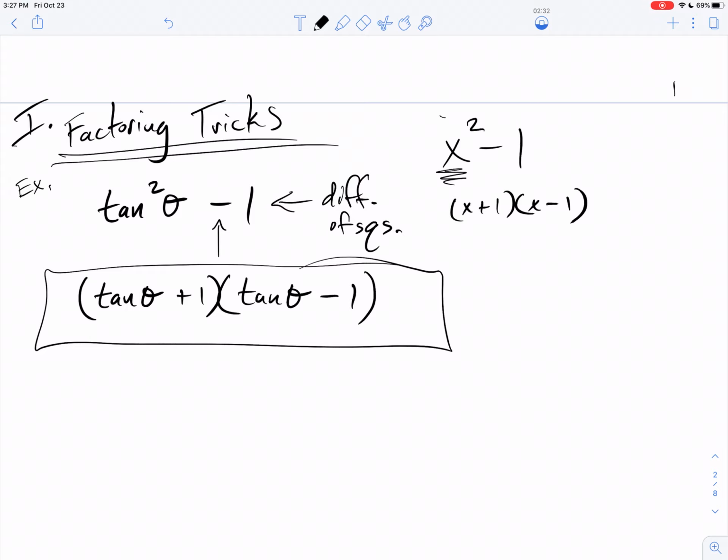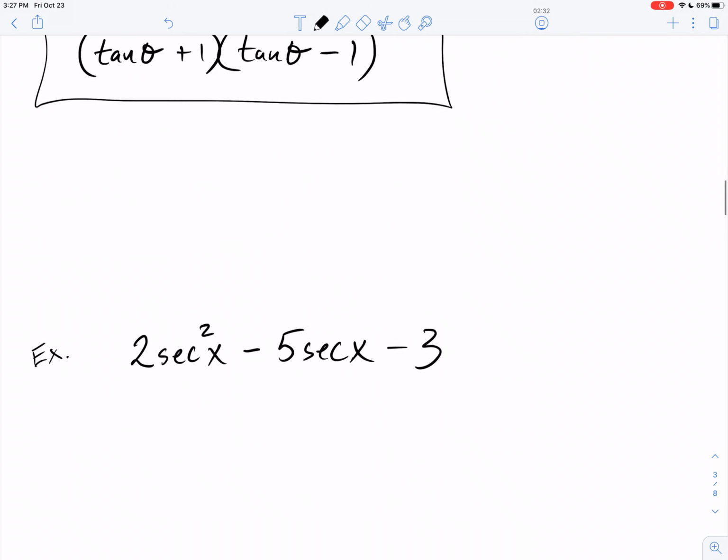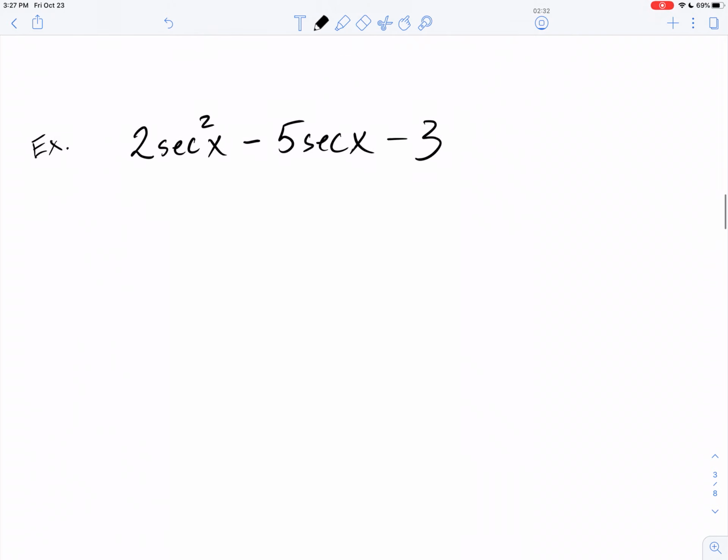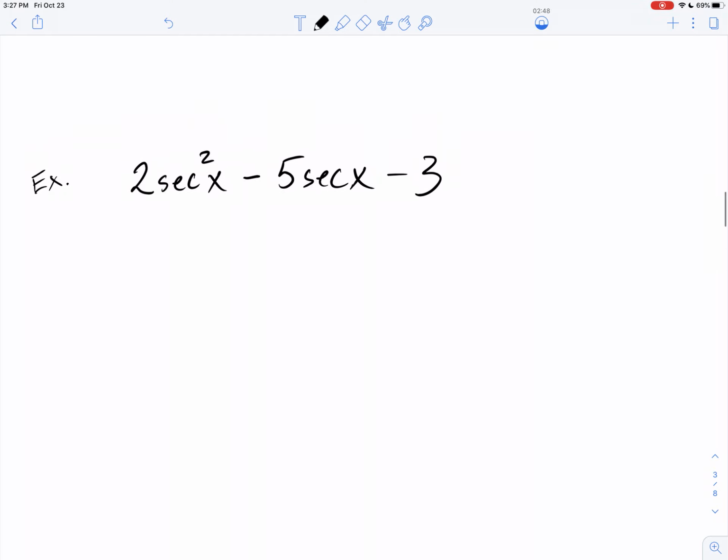So let's move down. See this guy right here? You're going to run into one that's very similar to this. And you say, oh man, well, this has secant in it. Yeah, it does, but that's okay. You've seen problems like this. You've seen stuff that looks like 2 something squared minus 5 something minus 3. You've seen this kind of stuff. And what would you do?